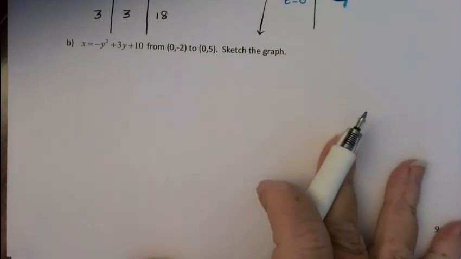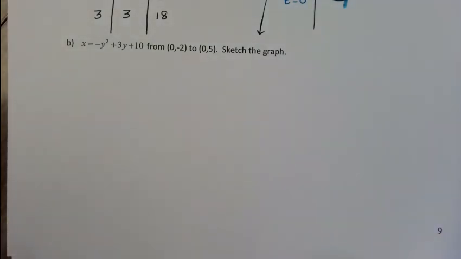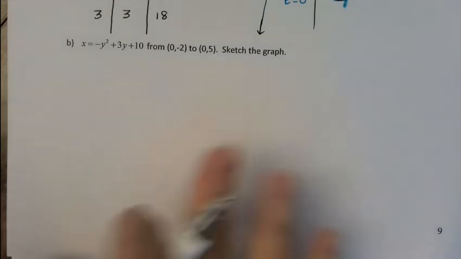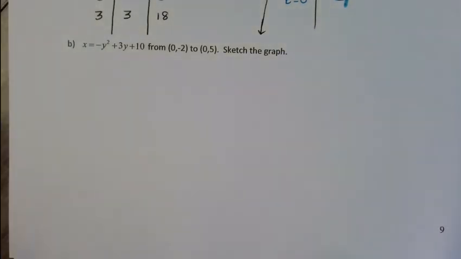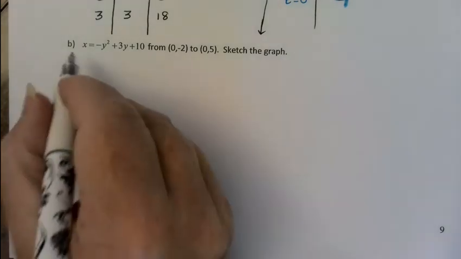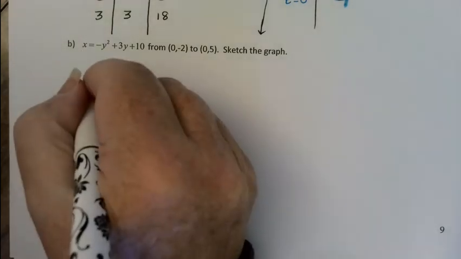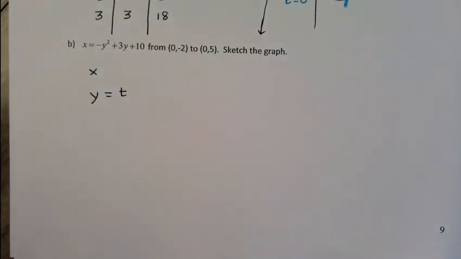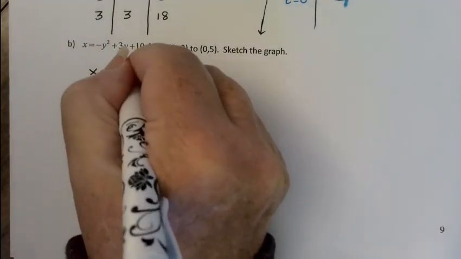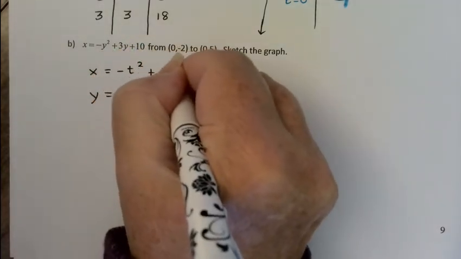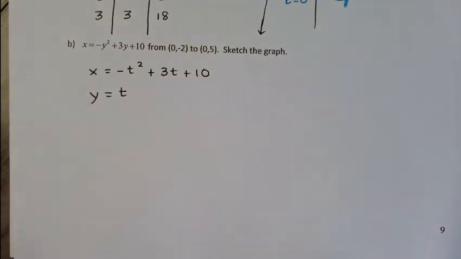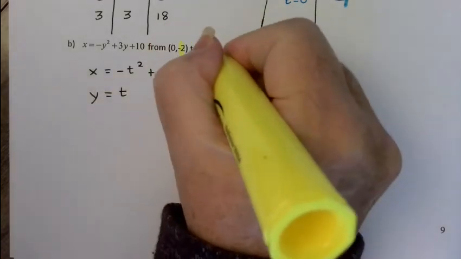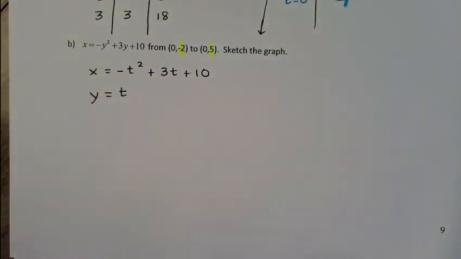All right, let's try this next one. This time, my graph is x equals minus y squared plus 3y plus 10, and that goes from (0, -2) to (0, 5). This time x is a function of y. So this time I'm going to let y equal t, and then I can just plug in the t for the y's in order to get x. I'd get minus t squared plus 3t plus 10. Since the y values are the t's this time, my t's are going to go from -2 to 5.